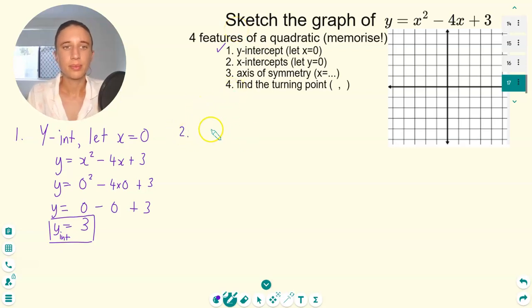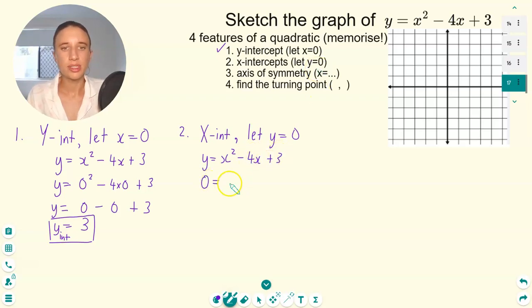X-intercepts. X-int, let y equal 0. So in our equation, y equals x squared, take 4x plus 3. If we let y equal 0, it's that. And at this point, people get a little bit confused because it's not quite easy to solve.